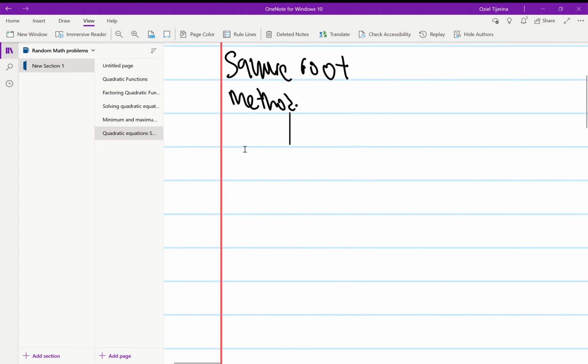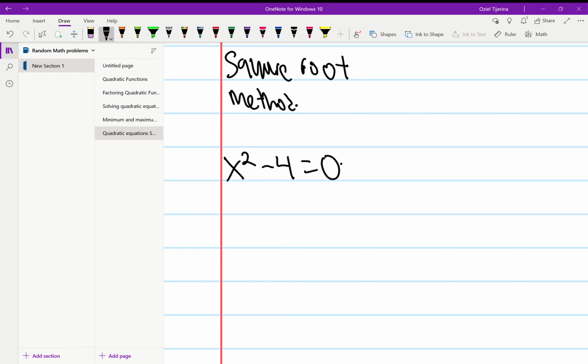So the first equation that I want to do, let's try to do x squared minus 4 equals 0, okay? So the first thing that you're going to do to solve this kind of equation is you're going to go ahead and add 4 on both sides, okay? And then you're going to cross this out, and you're going to say x squared is equal to 4.